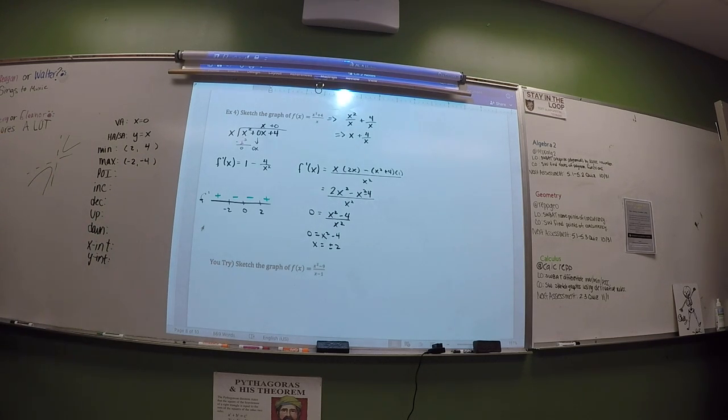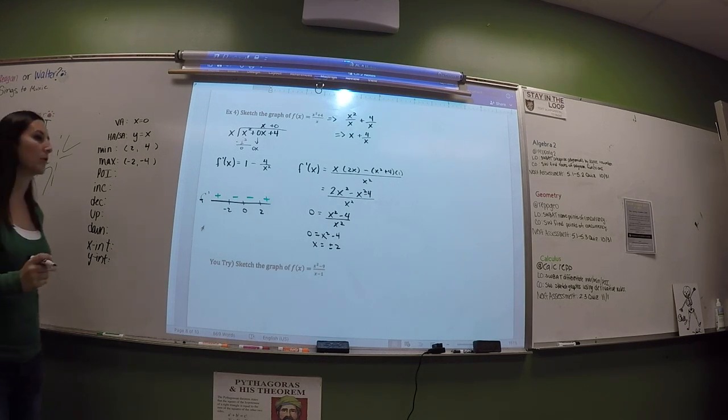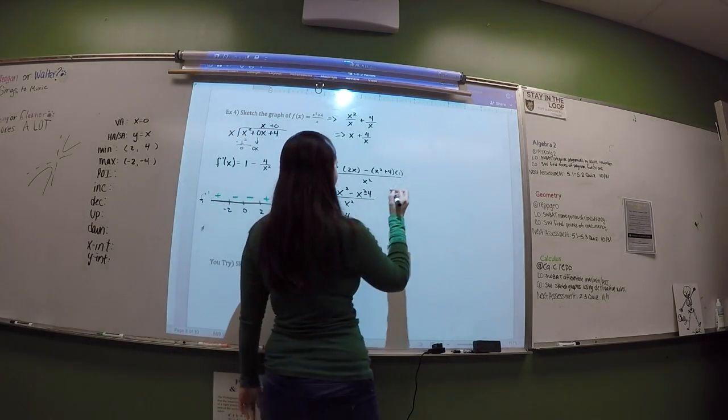Now, so far we don't have any points of inflection. You want to make sure that you're not calling an asymptote a point of inflection. So just keep that in mind. All right, so second derivative.